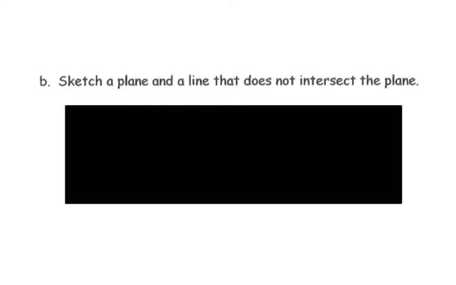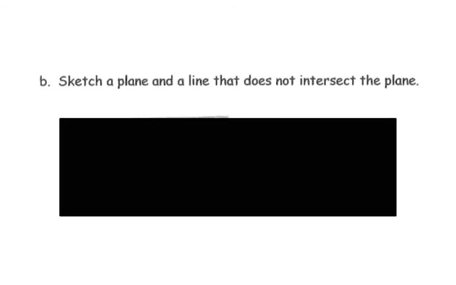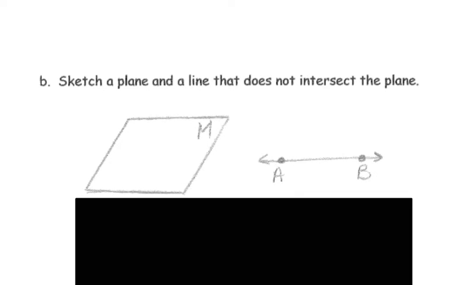Sketch a plane and a line that does not intersect the plane this time. Okay, so notice key here, not intersect. Your masterpiece should look something like this. Okay, I have my plane M and my line AB.